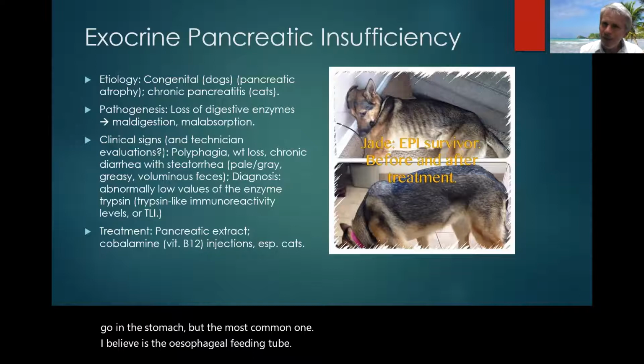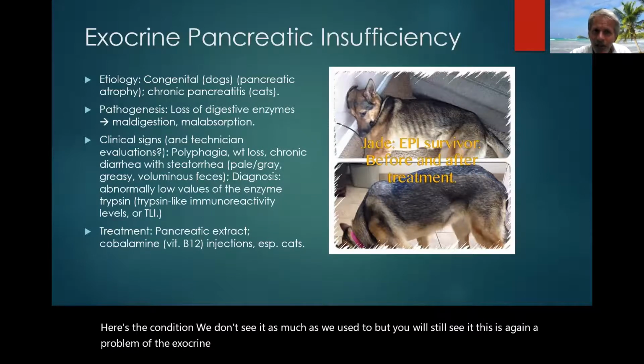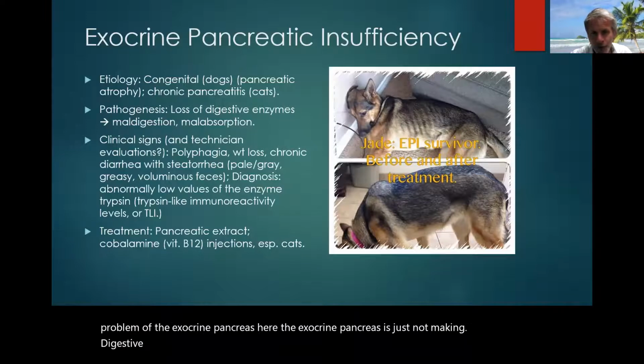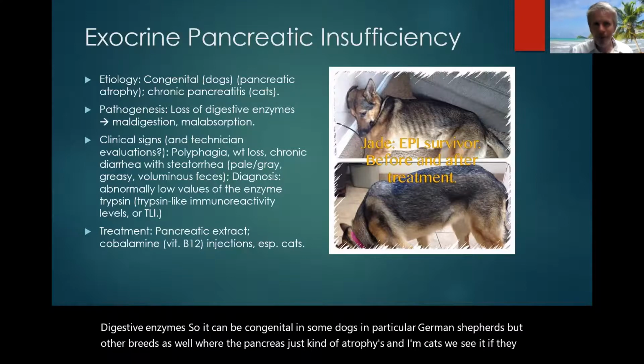Here's a condition. We don't see it as much as we used to, but you will still see it. This is again a problem of the exocrine pancreas. Here, the exocrine pancreas is just not making digestive enzymes. So it can be congenital in some dogs, in particular German Shepherds, but other breeds as well, where the pancreas just kind of atrophies. And cats, we see it if they've had chronic pancreatitis.